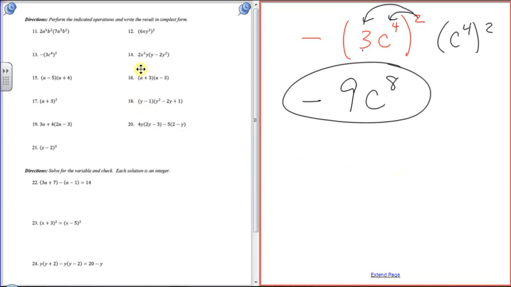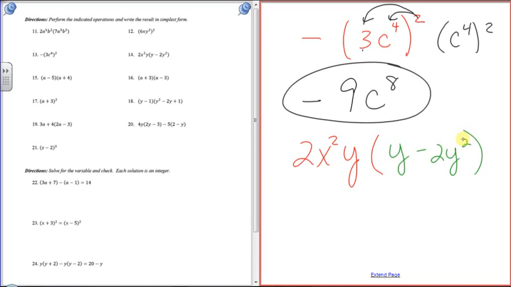Problem number 14. I hope it looks like you want to distribute it. You should be distributing it because this is not like number 11. This has a binomial going on inside the parentheses. And so it's not just take care of the coefficients and take care of each piece. You have to actually distribute this. You've got a monomial out front. You're going to distribute. Let's take a look at how the distribution goes.